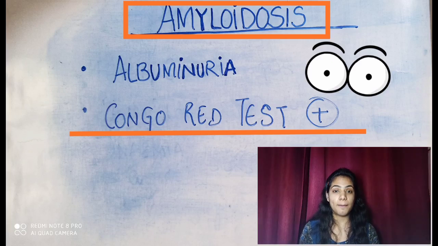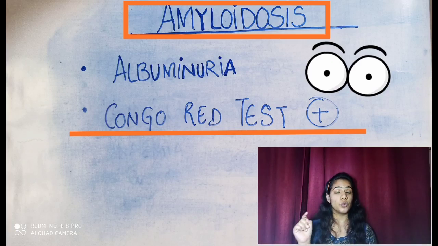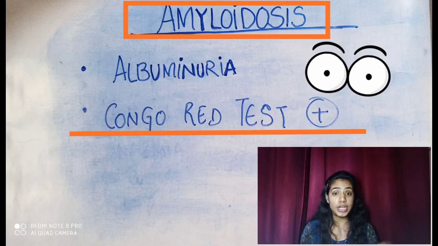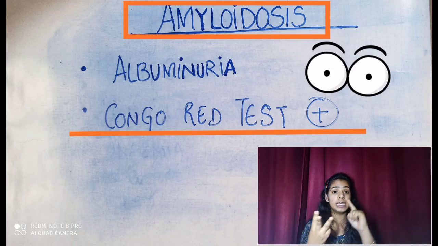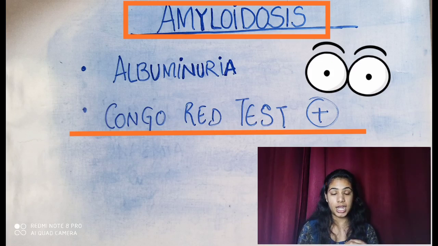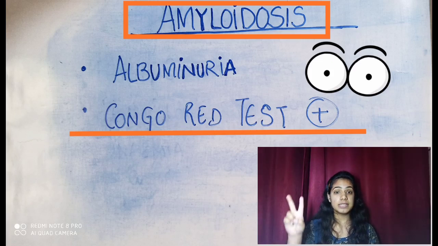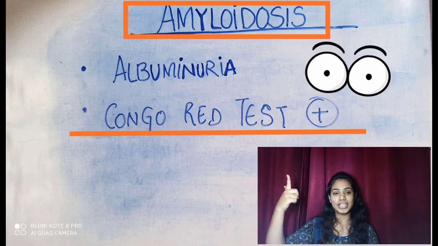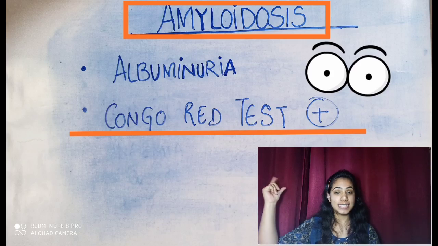Now we have reached amyloidosis. Why I said this will be revealed a minute later. Amyloidosis, as you all know and as discussed in previous lectures, is the accumulation of excess amyloid protein in the vital organs of the body like the liver, spleen, kidney, etc. Two important things that happen in amyloidosis are albuminuria and the Congo red test.